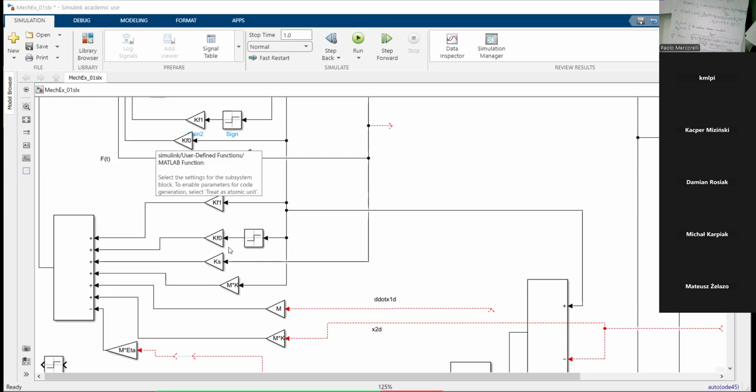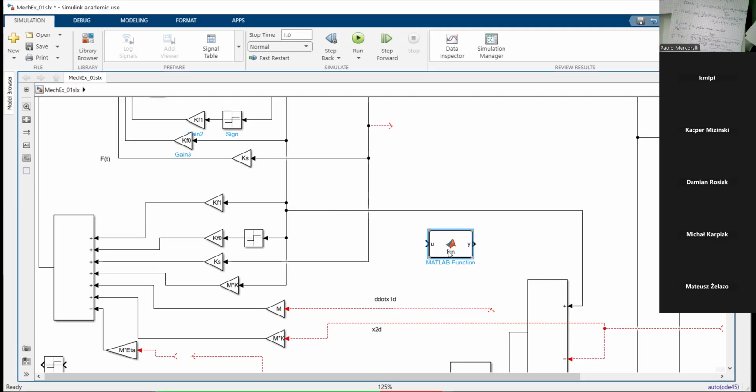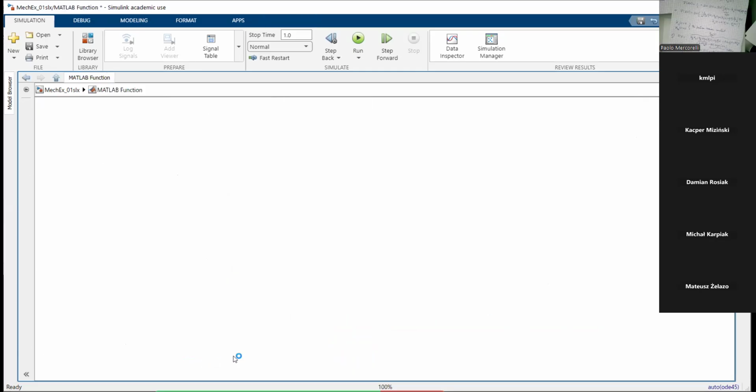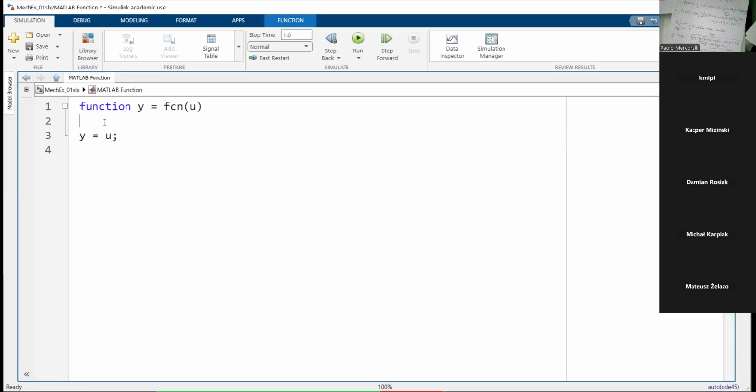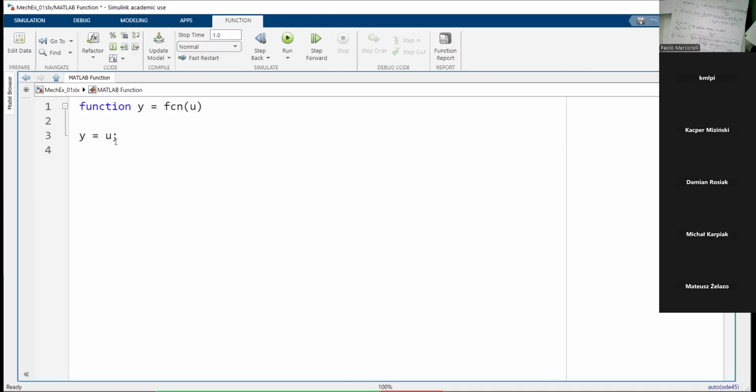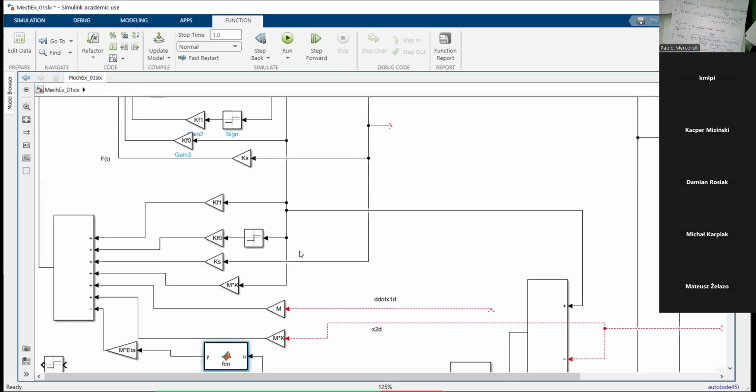Let me go under user defined function. Let me take this block. Let me see if I'm able to use it. Control invert. And here I will put, I don't know, 100. I hope that it works, but I'm not sure.